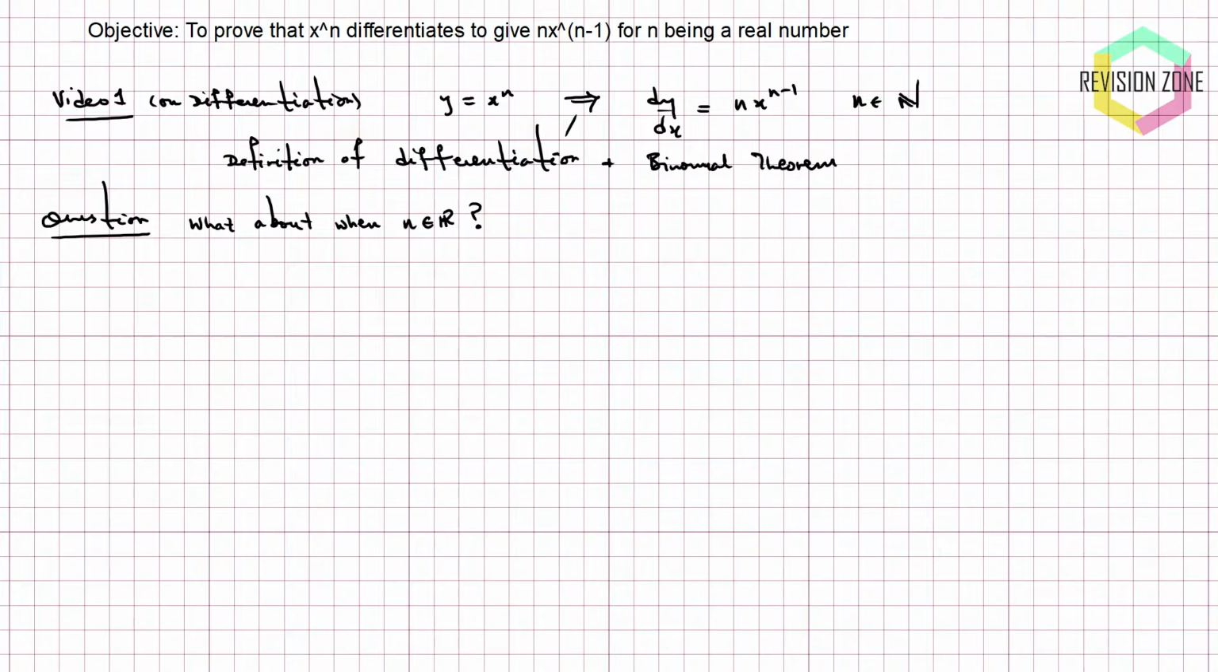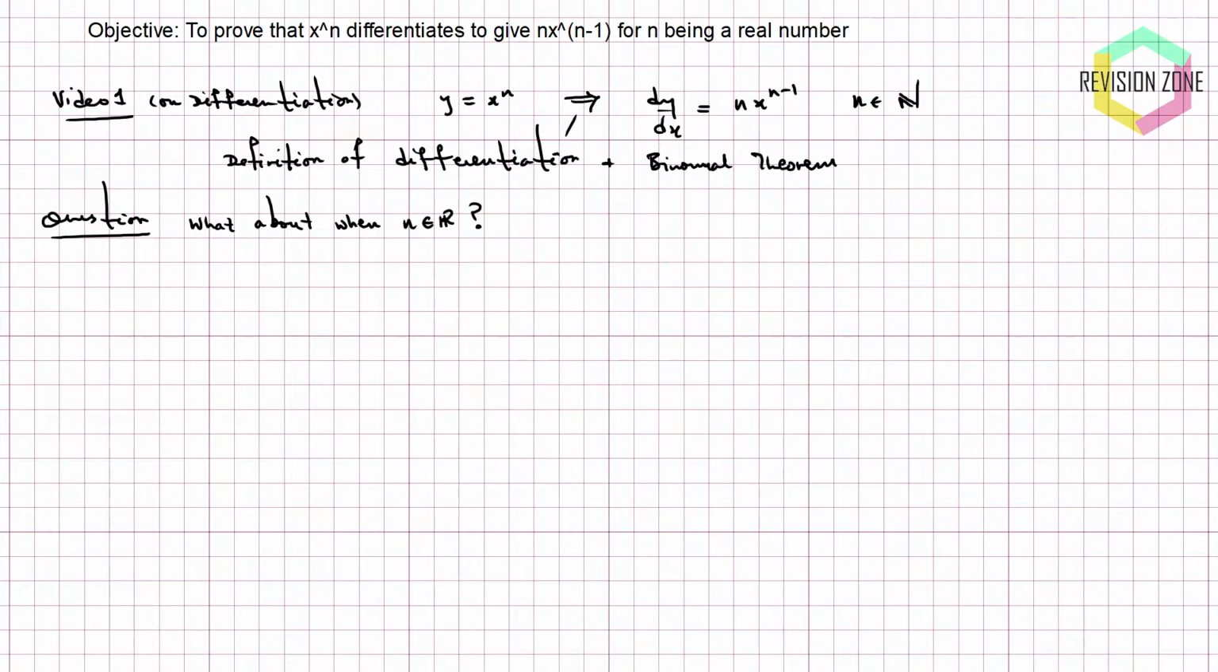In this video, we're going to be looking at a fundamental result, one which we've already seen before in video 1 in the series on differentiation, which is when we have x to the n as a function, and when we differentiate it, of course, we get nx to the n minus 1. However, we now want to prove this result for n being a real number.